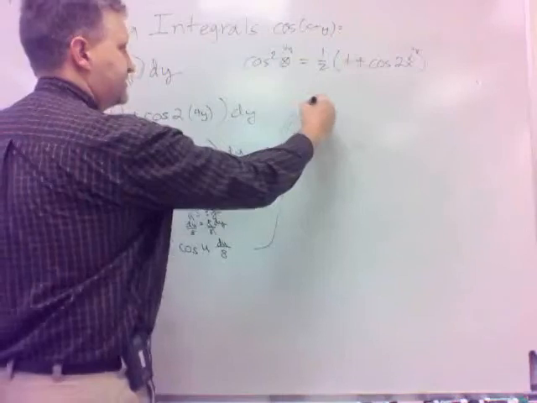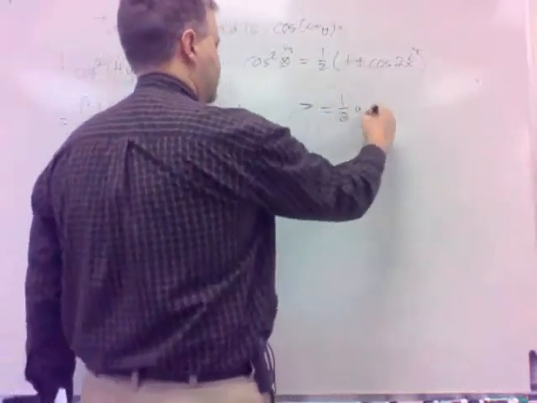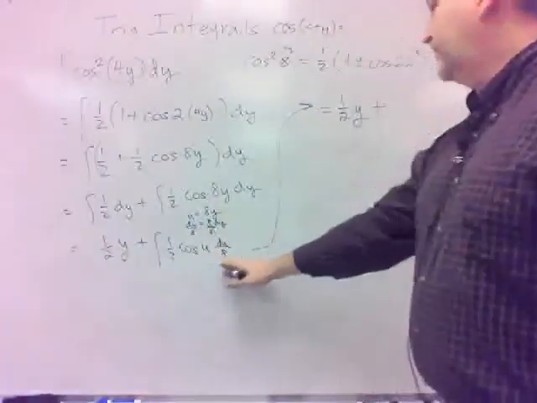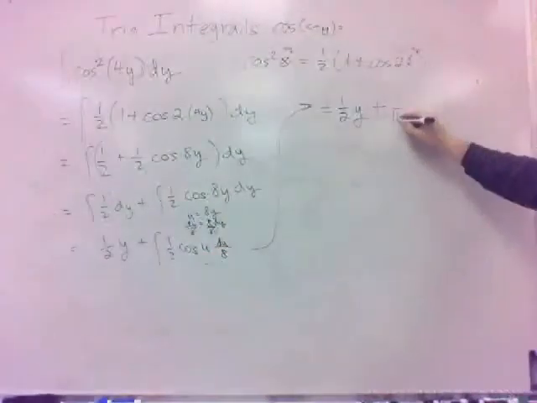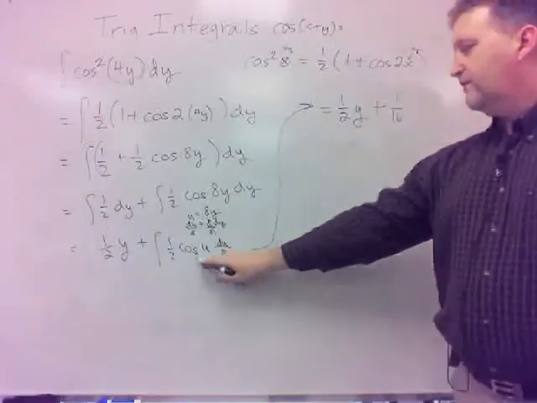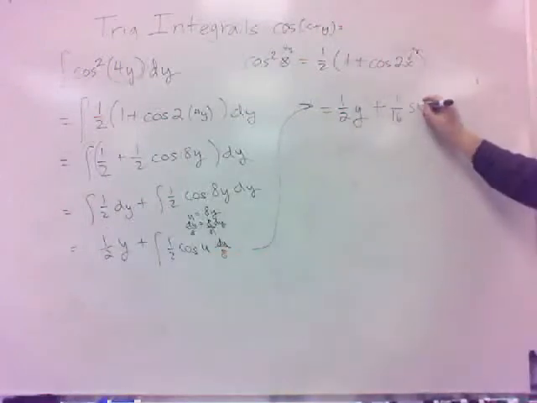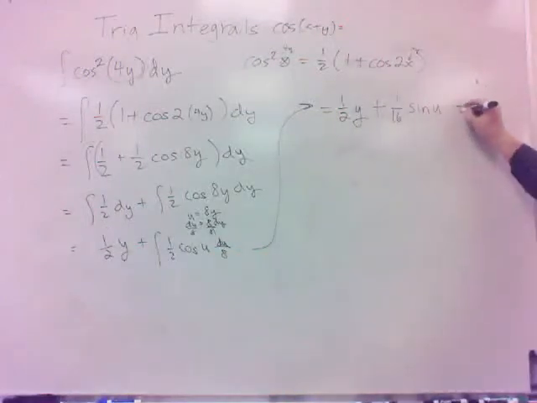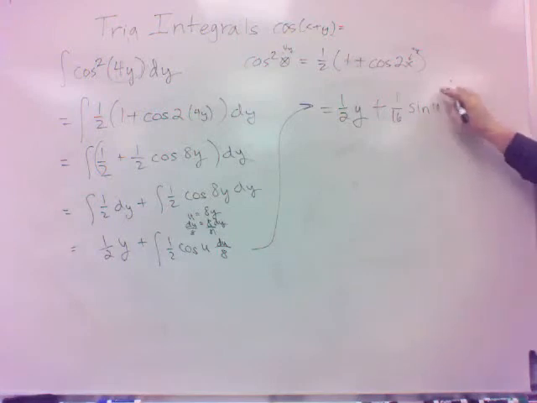So it is just 1/2 y plus the integral here. Well, I've got 1/16. The antiderivative of cosine is sine, so it'd be 1/16 sine of u plus c. But I'm not going to write that all over again because u is just 8y, so I'm going to put the 8y in there instead of u.